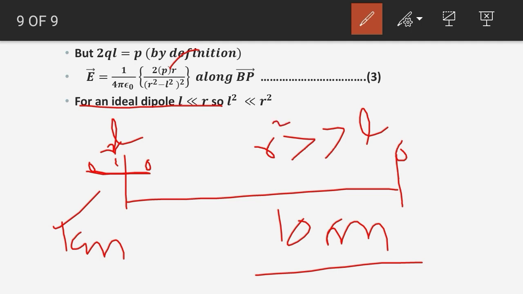Then r square will be even greater than L square. Whenever you square the term, it becomes much greater than its counterpart. So r square will be much greater than L square. Then adding or subtracting L square from r square does not make any impact on this r square, right?